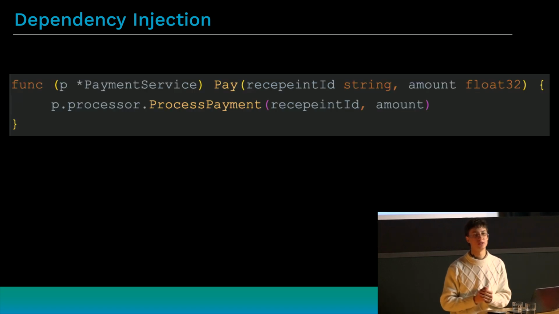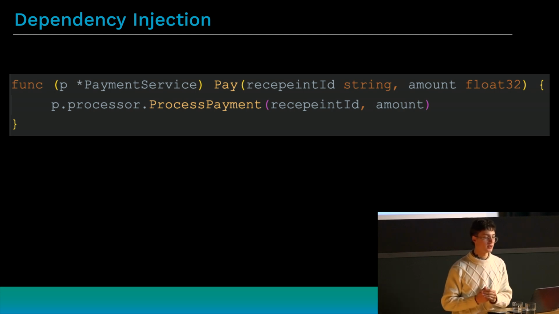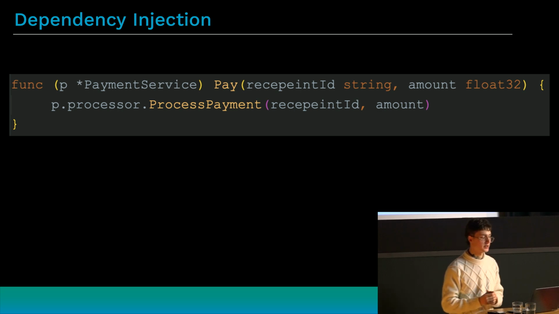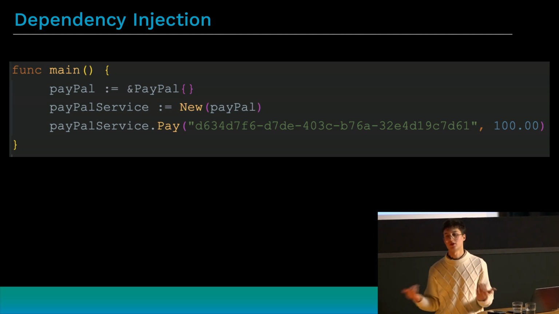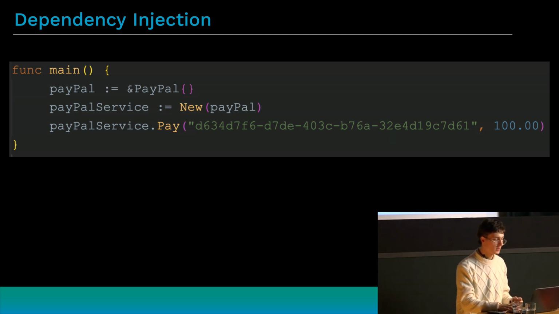And then, when we need to invoke the payment method logic, we will just use a process payment method from an abstraction from the processor that's currently contained inside of the payment service structure. And in the main file, the working example would look like this. So we will create the PayPal payment provider structure instance, then provide it through the new method, and would be able to call the pay method from this structure.